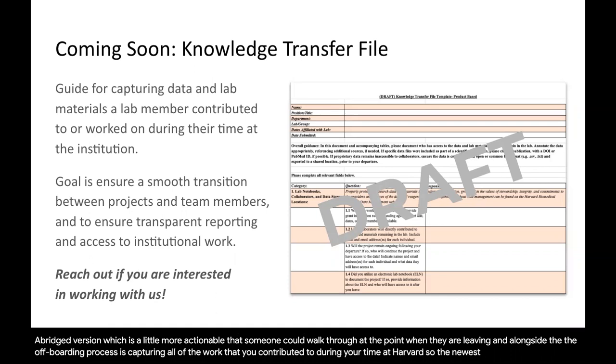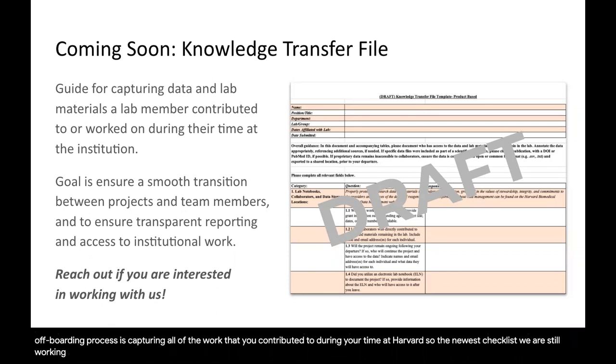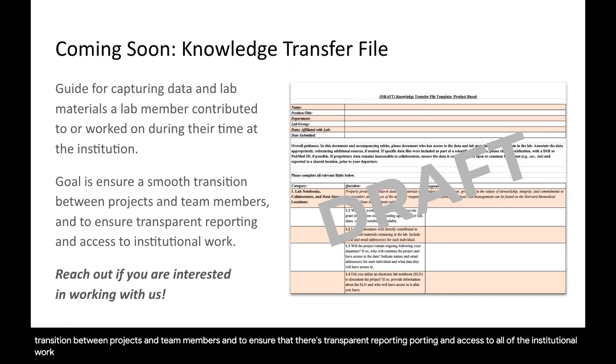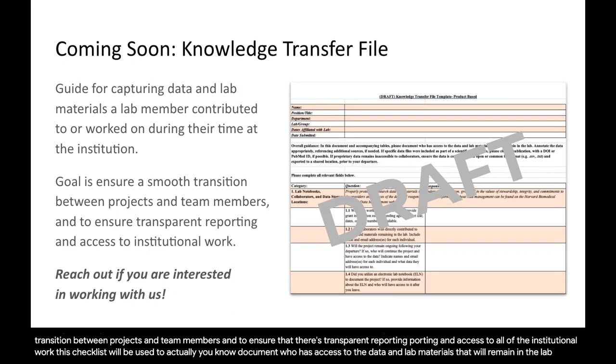So the newest checklist we are still working on is to guide the documentation and the transfer of files and information. So the goal of this checklist is to ensure the smooth transition between projects and team members, and to ensure that there's transparent reporting and access to all of the institutional work. This checklist will be used to actually document who has access to the data and lab materials that will remain in the lab when you leave.